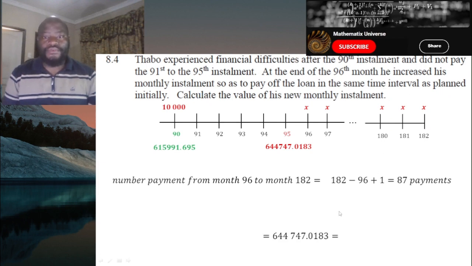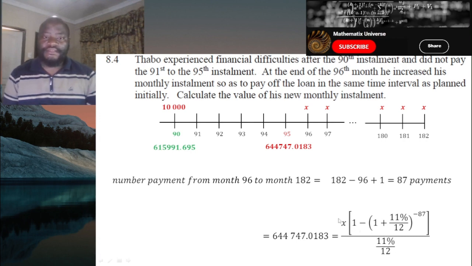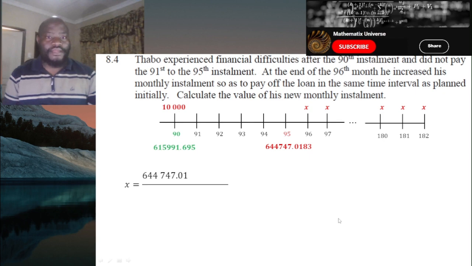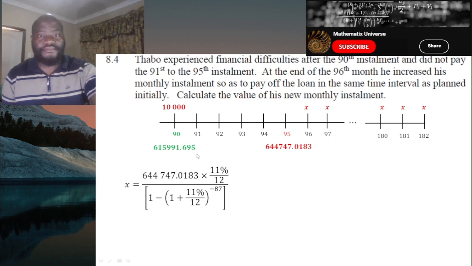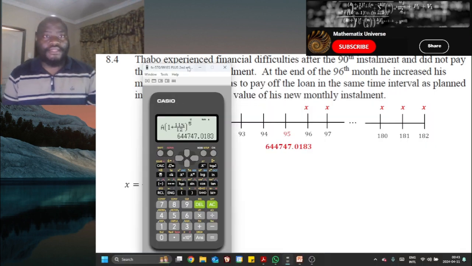So we are going to take this and put it in our PV formula, and then we're going to make x the subject. It means we're going to multiply both sides by this fraction here. So we're going to have this number multiplied by this fraction, and then we divide by this square bracket. So this is what we end up with. Okay, let's go to the calculator and see what that becomes.